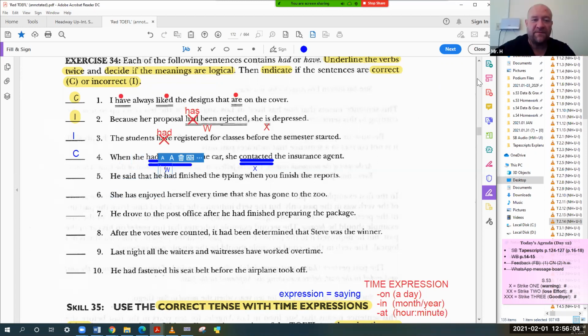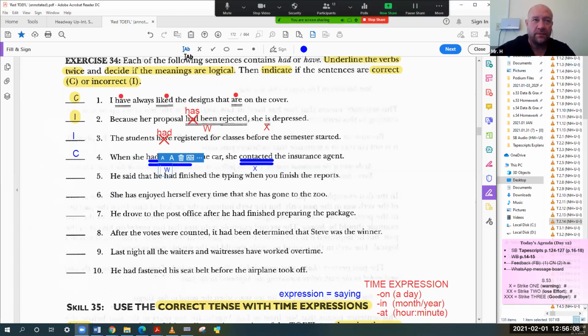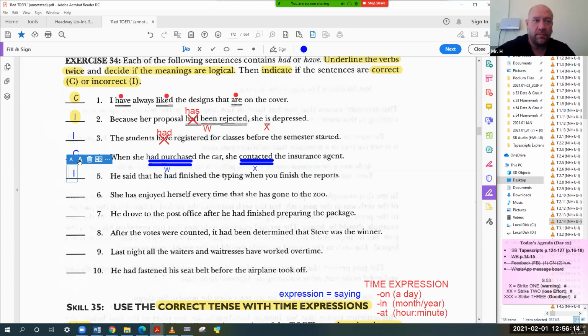Okay. All right, good. Number 5. Let's see, Hussein, what do you think about number 5? Incorrect. What's the problem? With finished. It's supposed to be past. He said that he had finished.